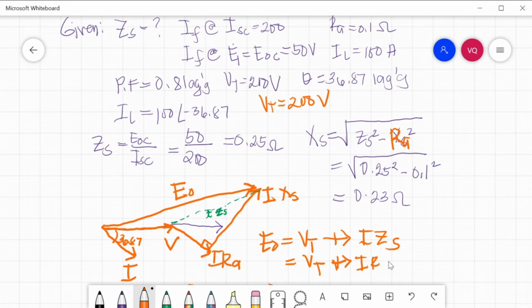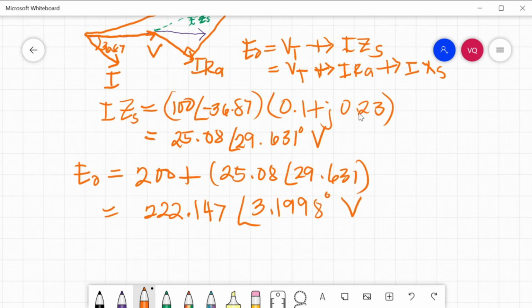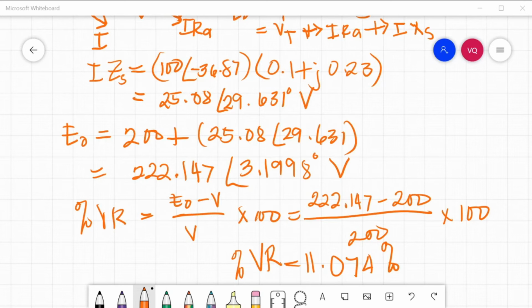Now, we can solve IZS equal to our current, 100 angle negative 36.87, times the synchronous impedance, 0.1 is our RA, j0.23 is our XS. IZS now will be equal to 25.08 angle 29.631 degrees volts.